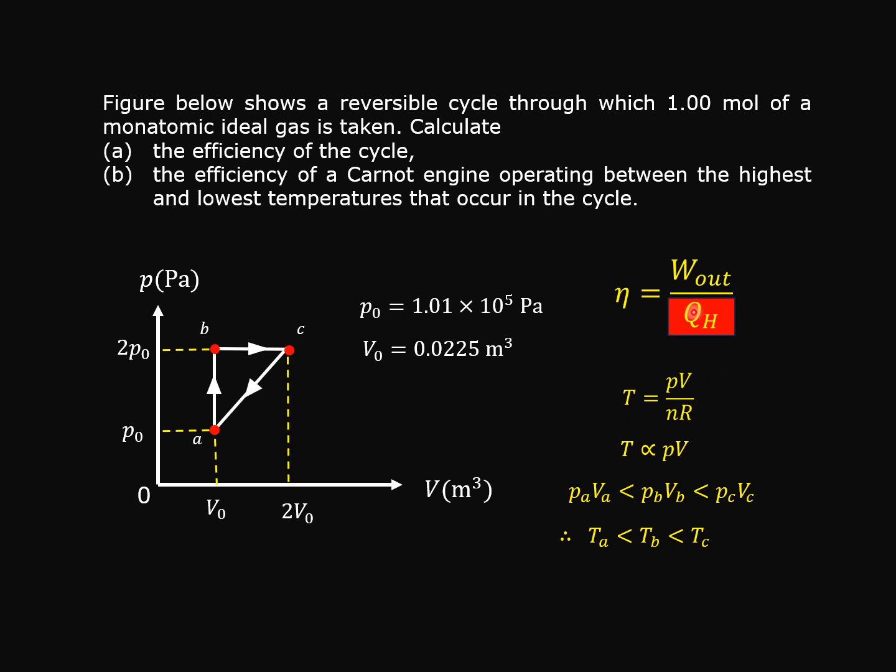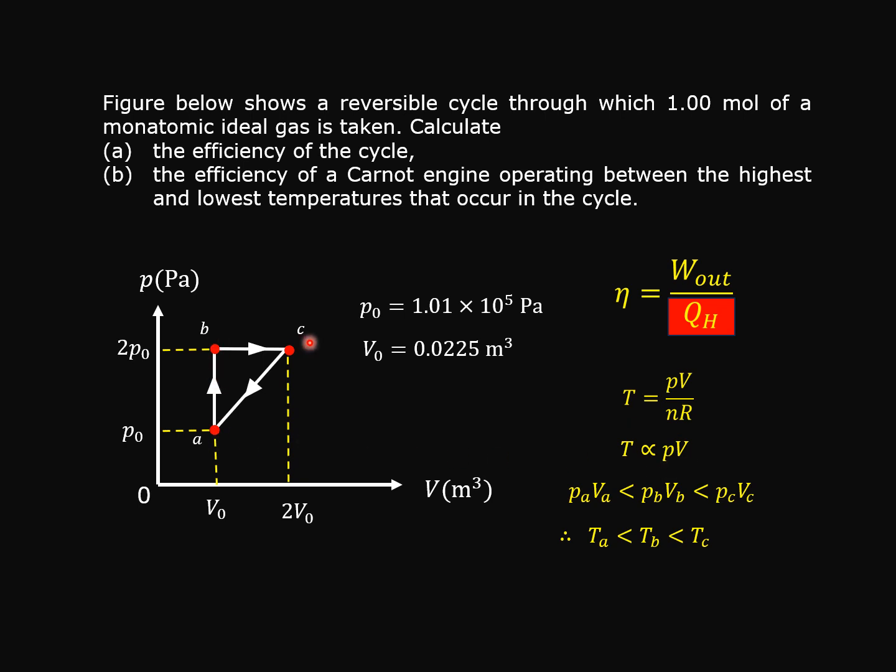To judge which one is QH, it is good if we know the temperature for these three states, A, B, and C. To know the temperature, we apply the equation of state, the ideal gas law: T equals PV over nR. But n is 1 mole, which is a fixed value. R is a gas constant, also a fixed value. That means the temperature T is directly proportional to the product of the pressure and the volume.